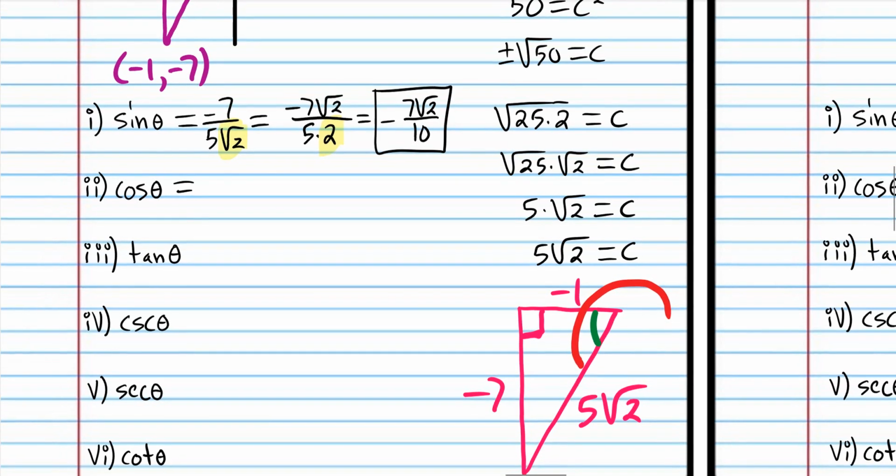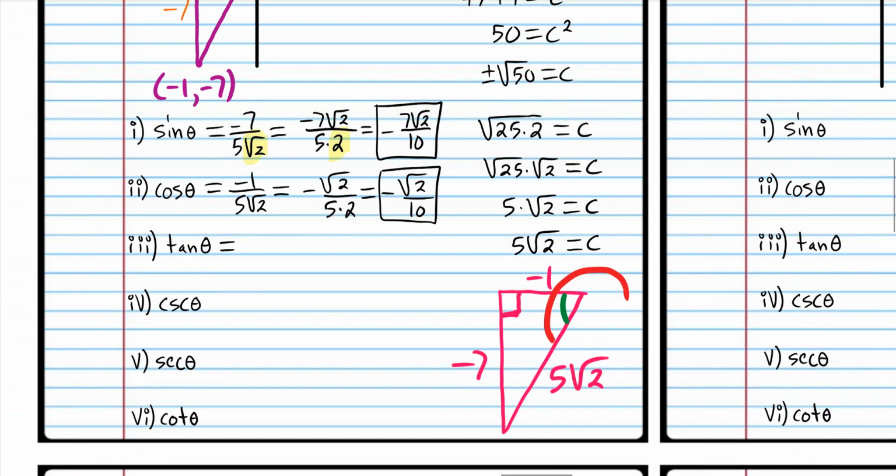Cosine theta is equal to the side adjacent the reference angle, the green reference angle, divided by the hypotenuse. Multiply both sides by root 2. And again, we get 5 times 2. So negative root 2 over 10. That's cosine theta. Tangent theta is the side opposite. So negative 7 over the side adjacent.